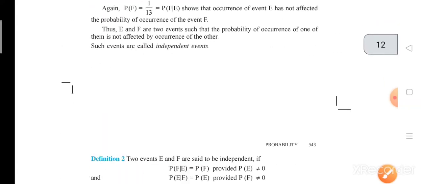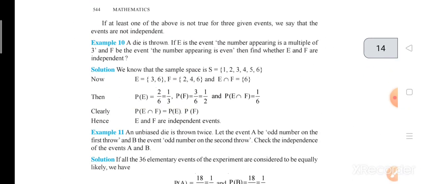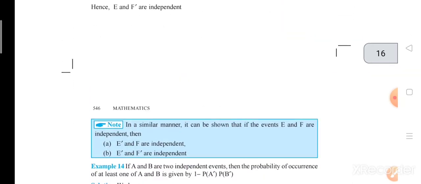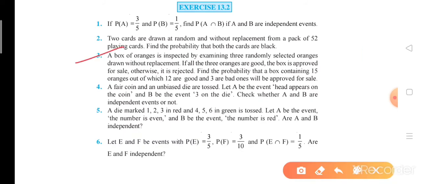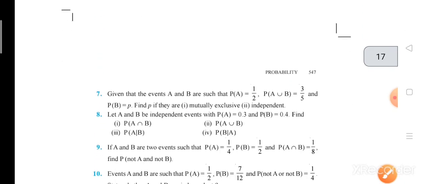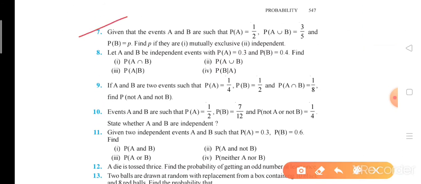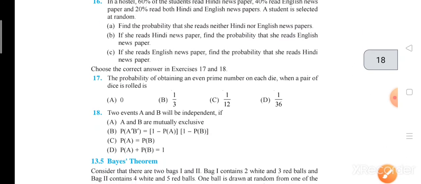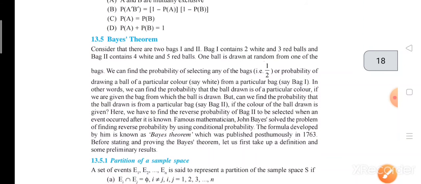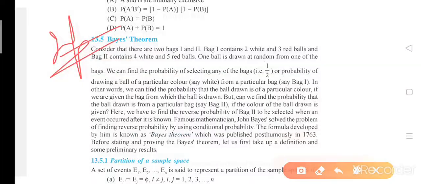Now if we talk about the next exercise, all examples, and from 13.2, question number 3, 6, then we have 7, 9, 10, 14 is very important, 12, these you have to do, 17 and 18. Now Bayes theorem is a very important topic. You should not miss this topic. All examples you should do.